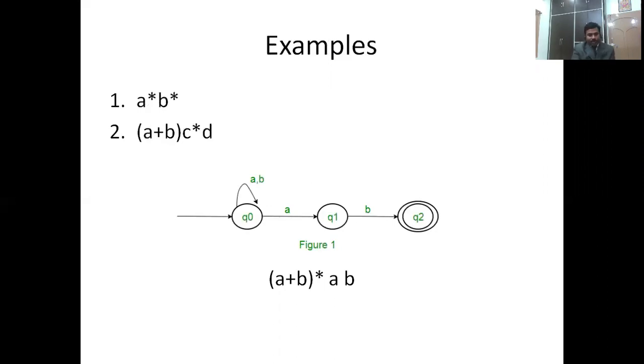In the third, you can see the diagram where Q0 is the starting state and Q2 is a final state. Q2 accepts strings ending with AB, but you can have any number of A's or B's at the start, at the state Q0. So the regular expression for the above diagram is (A plus B) star AB, which is a machine that accepts strings ending with AB, with our input as A and B.